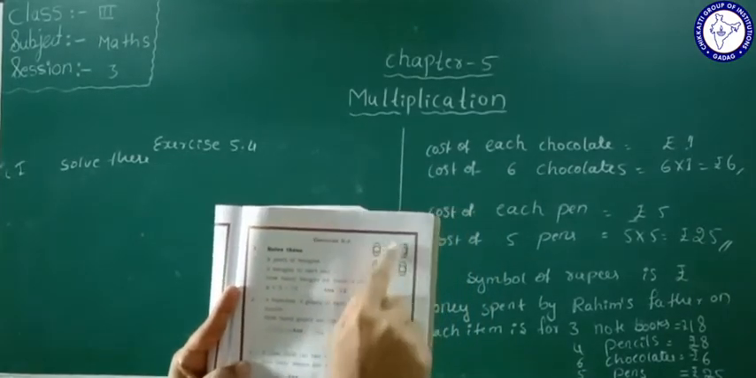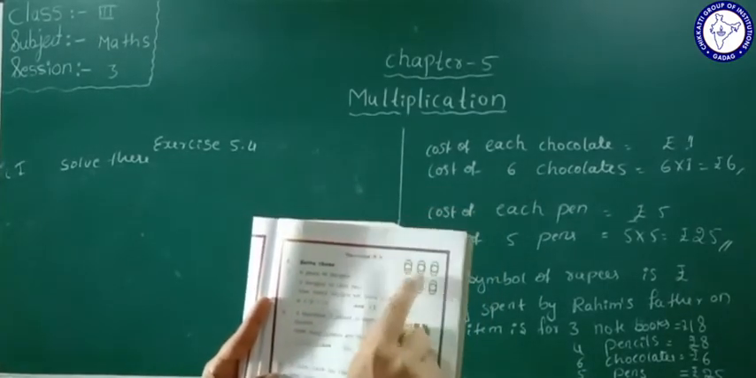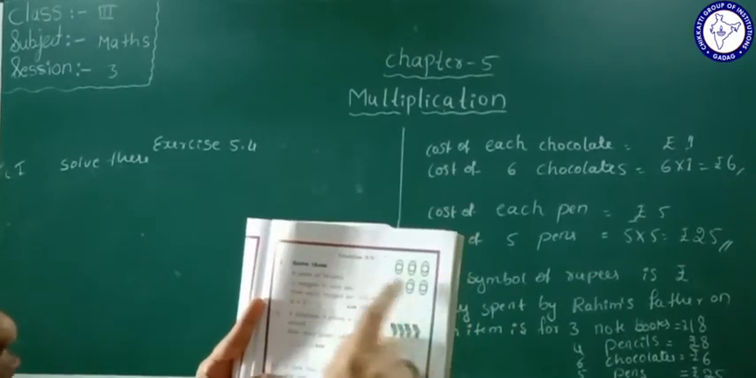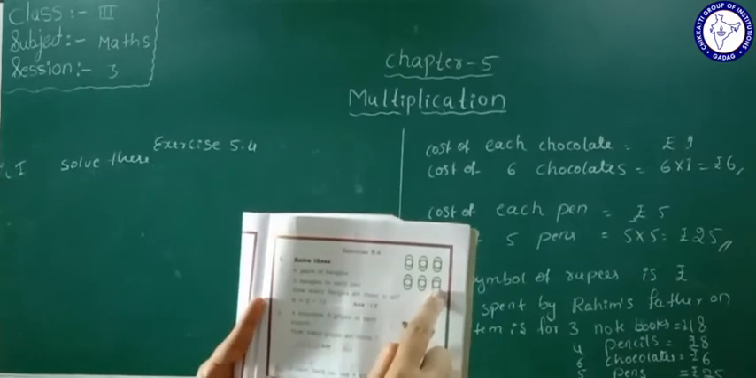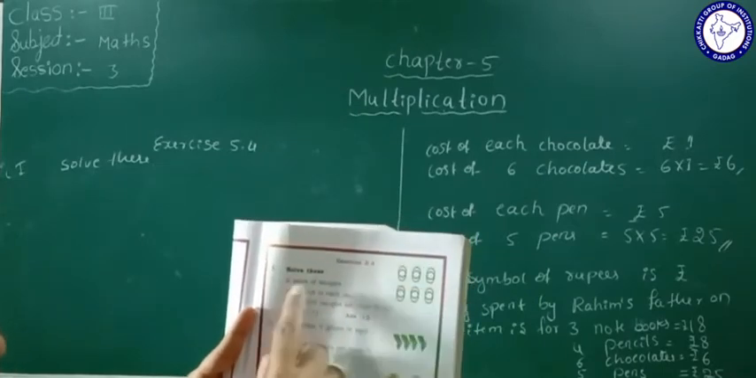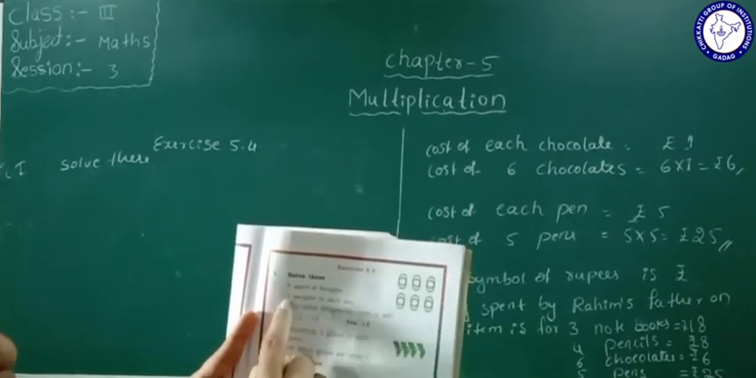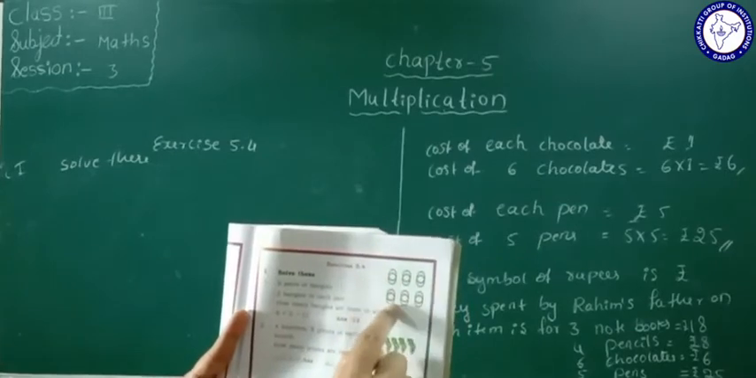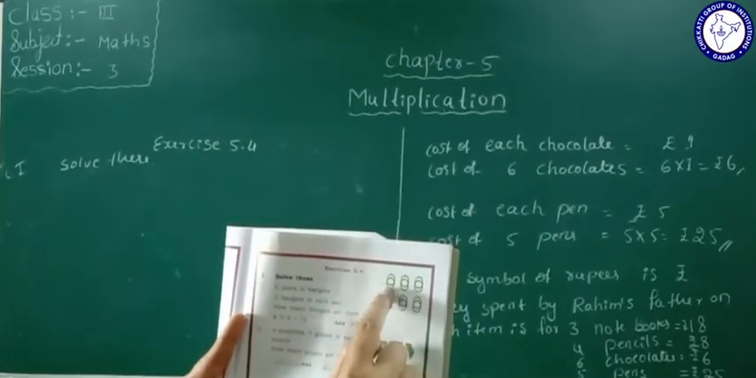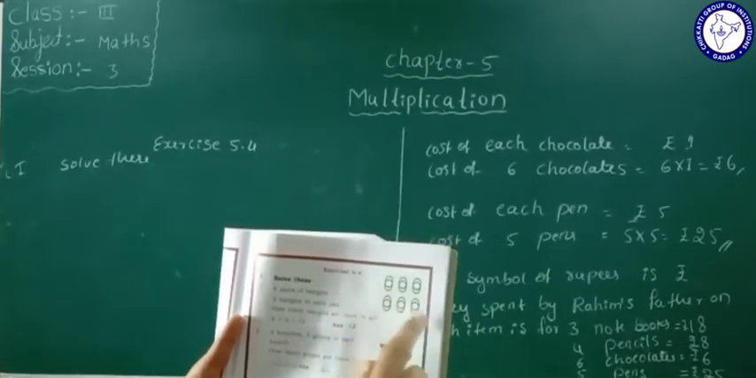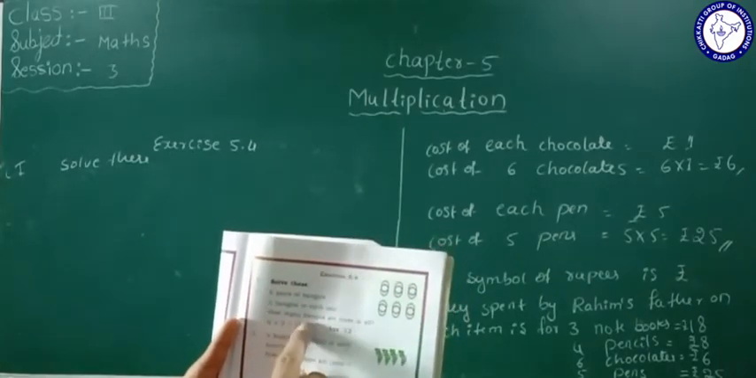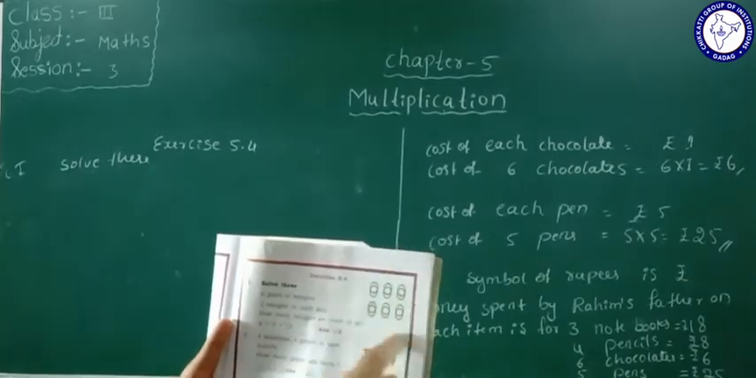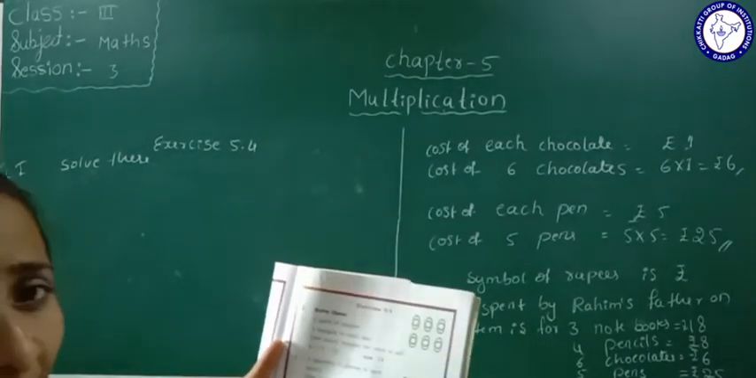They have given pairs of bangles here. So how many pairs of bangles are there here? 1, 2, 3, 4, 5, 6 pairs of bangles are there. So in each pair how many bangles are there here? 2 bangles, 2, 2, 2, 2, 2, 2. So in each pair 2 bangles are there. So totally how many bangles are there in all?